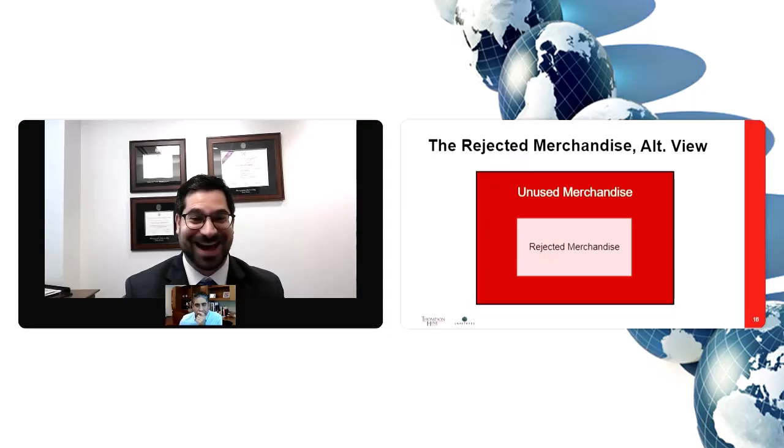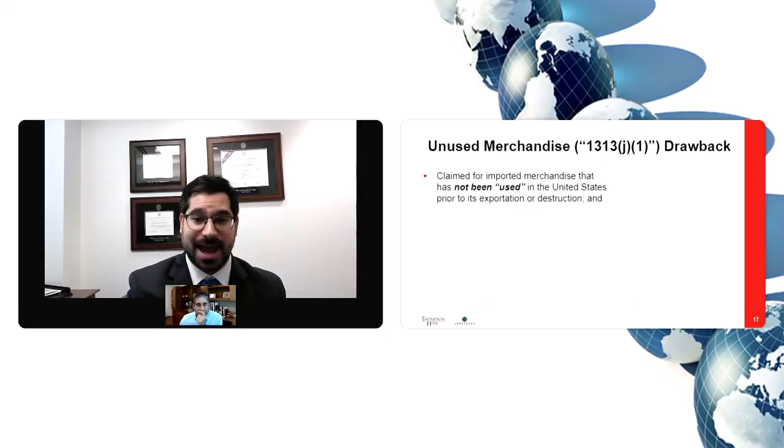But we've been talking a lot now about unused merchandise, so let's jump ahead and talk about what that is. So unused merchandise, as the name suggests, also known as 1313J1 drawback, is claimed on imported merchandise that has not been used in the United States prior to its exportation or destruction. And you might be wondering, does that mean it can't be touched whatsoever? And the answer is no.